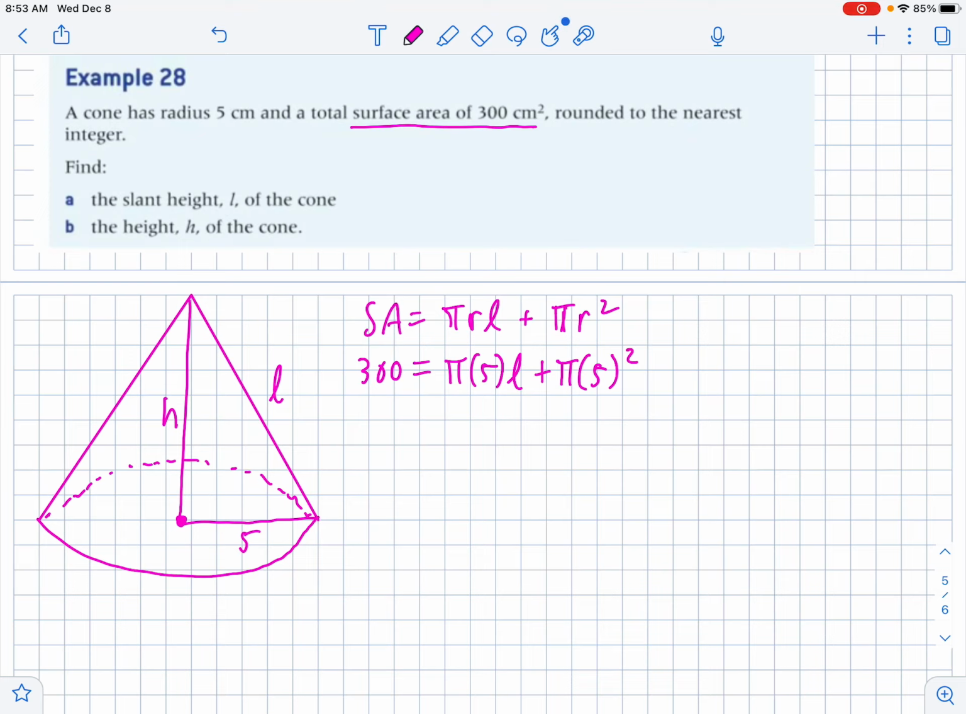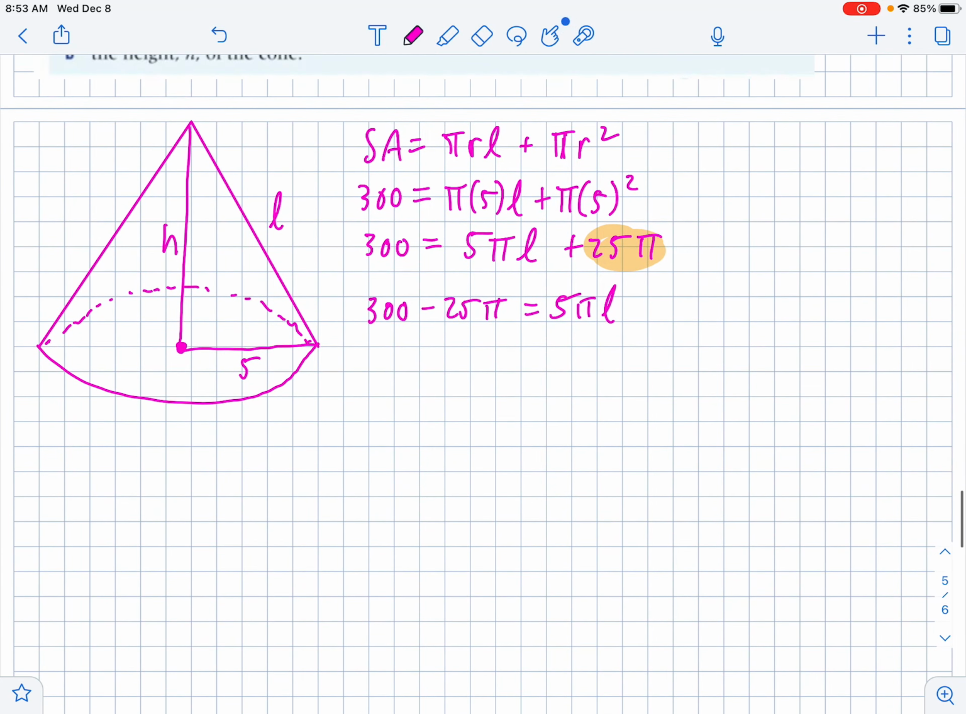So let's figure out what we can do here. First I can clean up a little bit and say this is 5 pi L plus 25 pi. Now 25 pi is just a number, so we can subtract that from the other side. We get 300 minus 25 pi is equal to 5 pi L. Then divide both sides by 5 pi, and we get 300 minus 25 pi over 5 pi is equal to L.